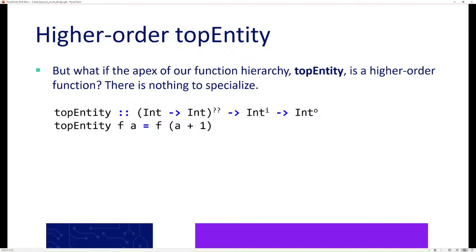But what would happen if the apex of our function hierarchy, the top entity, is a higher order function, right? Now there's nothing to specialize, and so we're kind of stuck. What do we do with this argument that has a function type? Well, we know this argument, a simple integer, can just become an input port, so many 64 bits, and this result can just become an output port. But what are we going to do with this argument that has a function type?